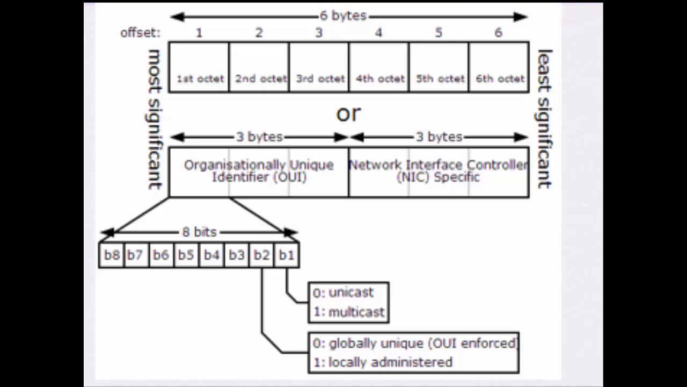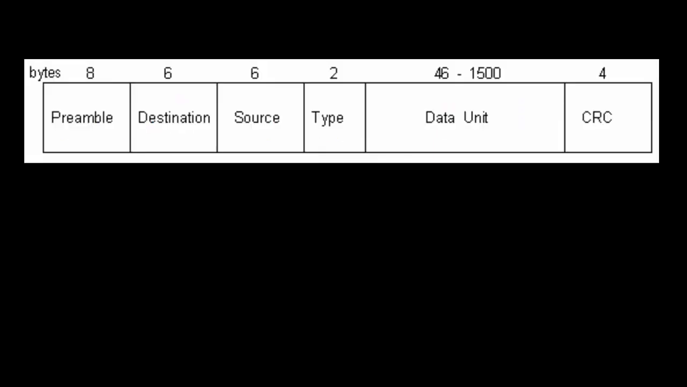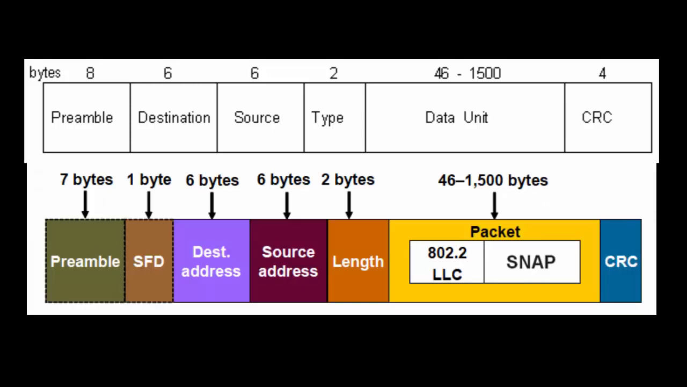So let's dive in deeper. The first thing in the header is the preamble, then the SFD, which is the start of frame delimiter, then the destination address, source address, length, then the data. Then there is a CRC, cyclic redundancy check, and in the last it's the interframe gap. So this is a full MAC header. This MAC header standard is the 802.3 MAC header.